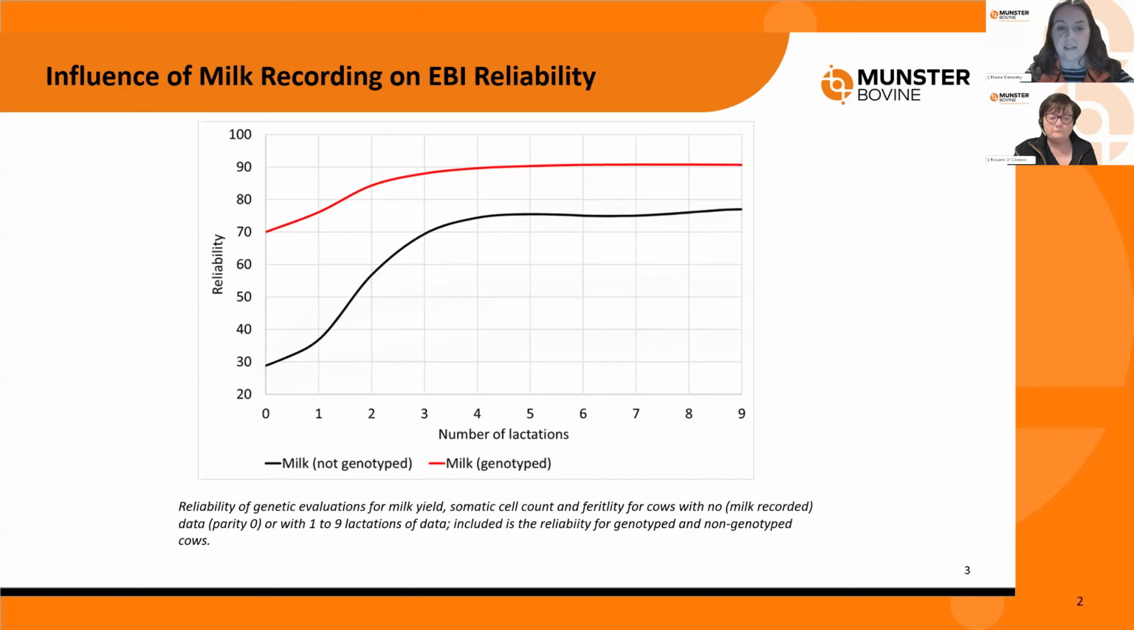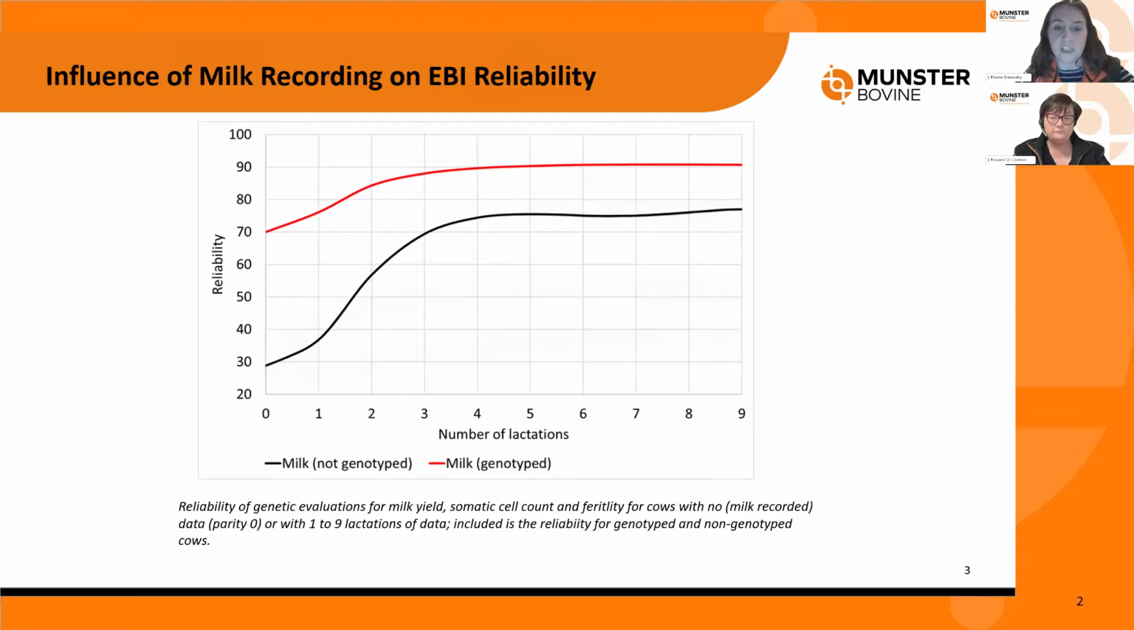It'll stay at 30%. But after a number of years, so after 4 years of milk recording results, that EBI reliability for milk yield for that non-genotyped animal actually rises to 75%. So then the red line is showing genotyped animals. So again, when a heifer is born and she is genotyped, her EBI reliability for milk yield is at 70%. And again, look, after a number of years, so 3 to 4 years in this case of milk recording results, that EBI reliability for a genotyped animal rises to about 90%. So a significant rise even for the genotyped animals.